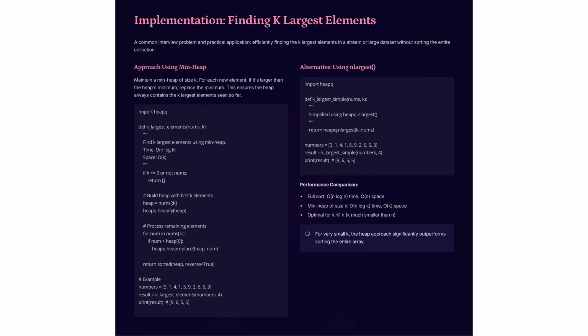Finding the k largest elements efficiently is crucial in data processing. Using a min-heap of size k, we maintain the largest elements seen so far. This approach, with O(n log k) time complexity, is optimal when k is much smaller than n. Alternatively, heapq.nlargest simplifies this task, offering a practical solution for real-world applications.